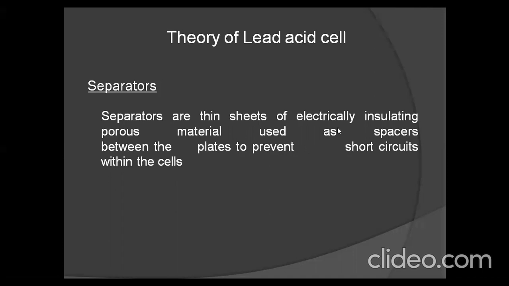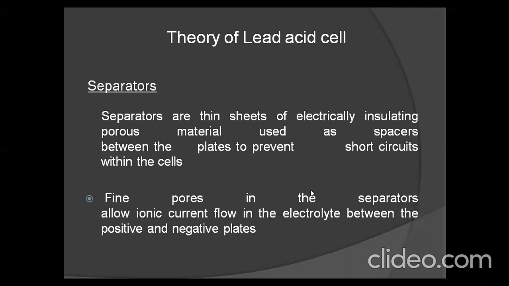Separators, thin sheets of electrically insulated porous material, are used as spacers between the plates to prevent short circuit within the cells. Fine pores in the separators allow ionic current flow in electrolyte between the positive and negative plates.